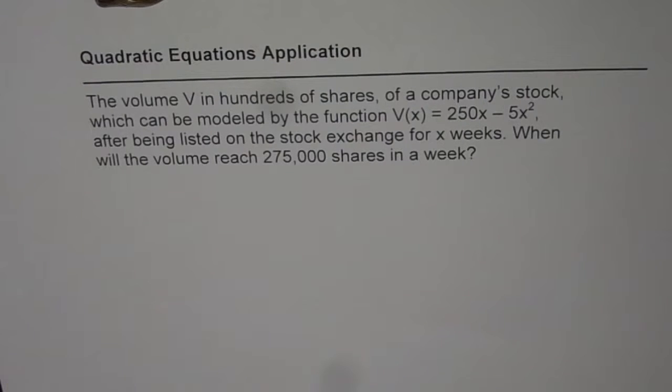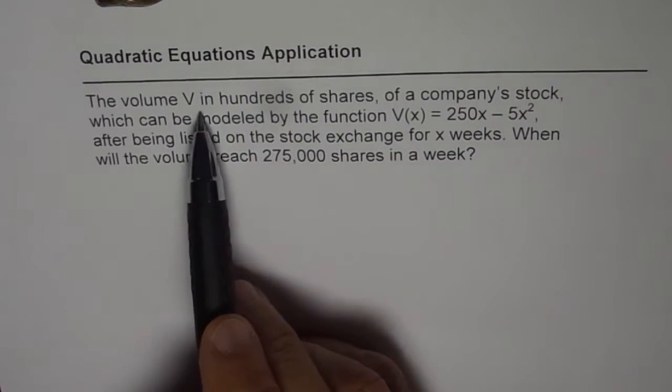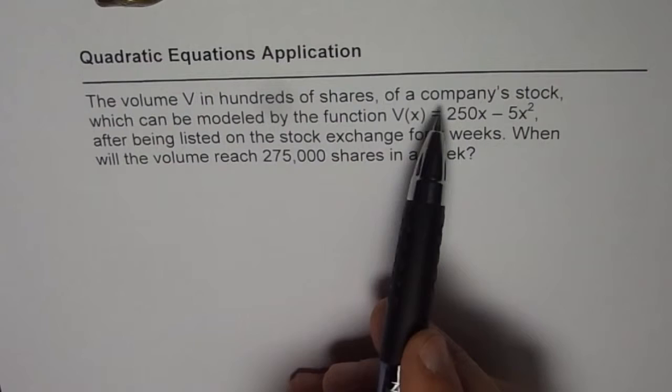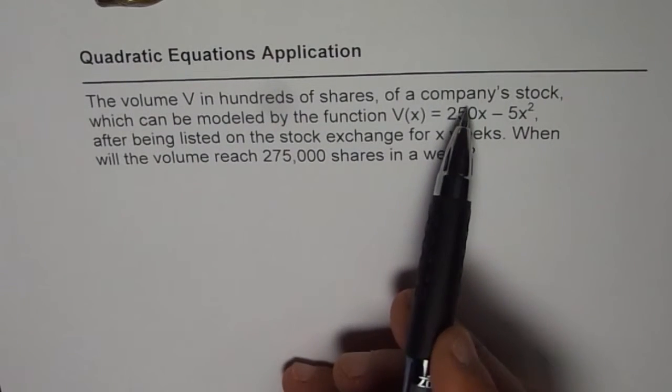The question is, the volume V in hundreds of shares of a company's stock can be modeled by the function V of x equals 250x minus 5x squared after being listed on the stock exchange for x weeks. When will the volume reach 275,000 shares in a week? So volume V is in hundreds of shares.